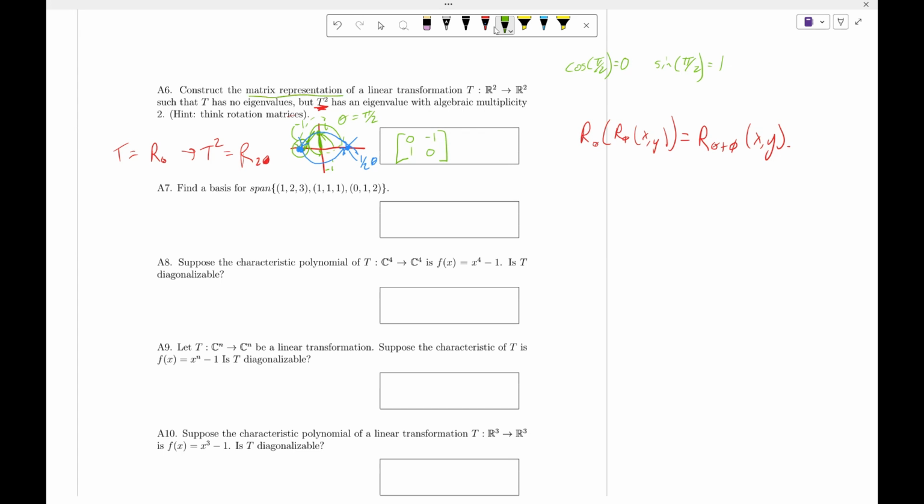We were asked for the matrix representation. If we wanted to know what t of xy was, well, here t of xy would equal -y, x. Note that you could also have the matrix representation 0, 1, -1, 0, because you could do this equals 3 pi.